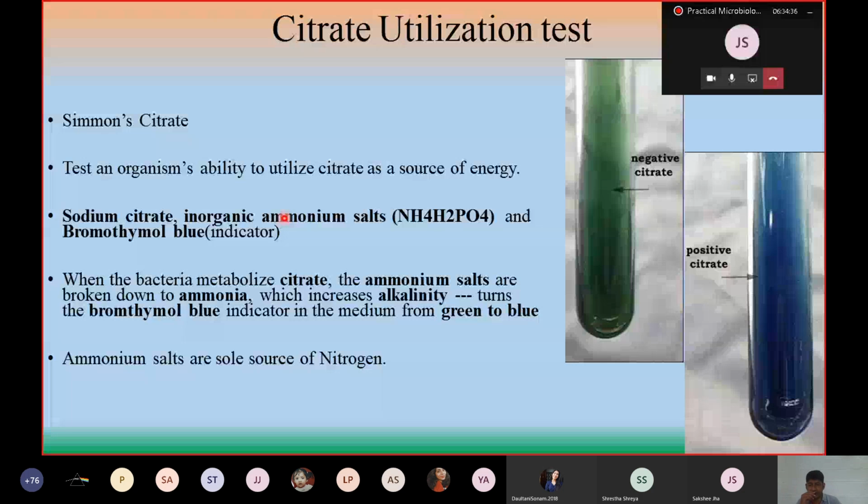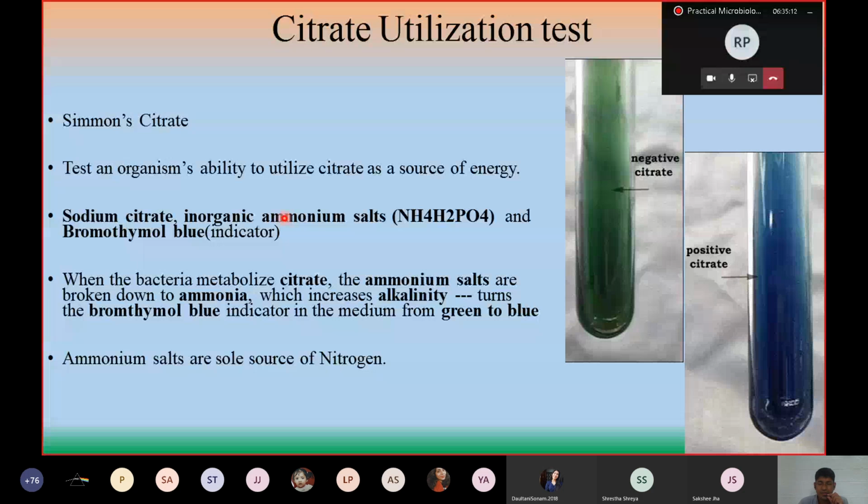Citrate utilization test. The media, we call it Simmons citrate, based on the person who devised the medium. In books, you might also encounter Koser's citrate. There is also a test for citrate utilization, but before Simmons, plenty of demerits are there. If needed, we will come to it later. Otherwise, just remember Simmons citrate.